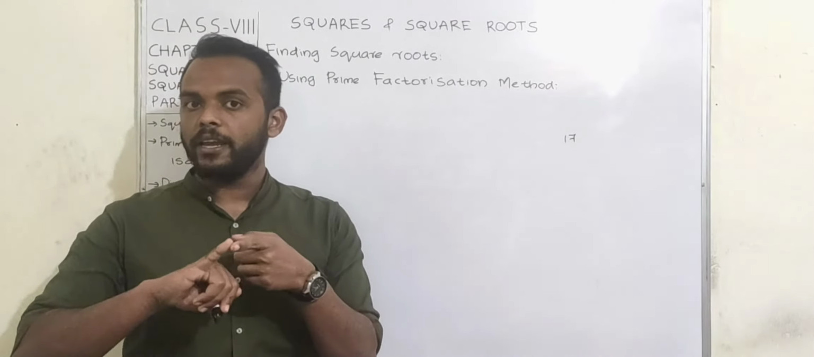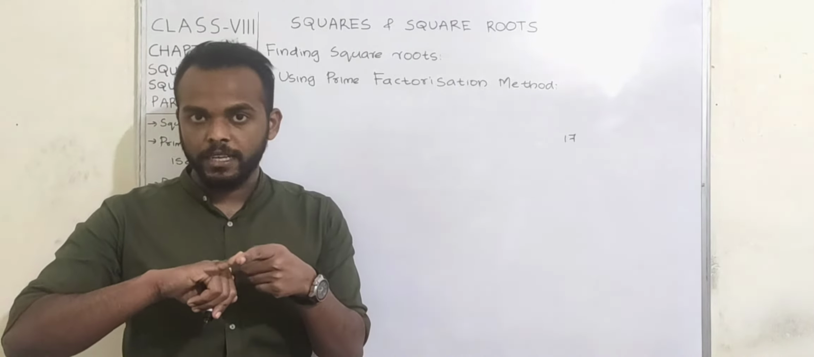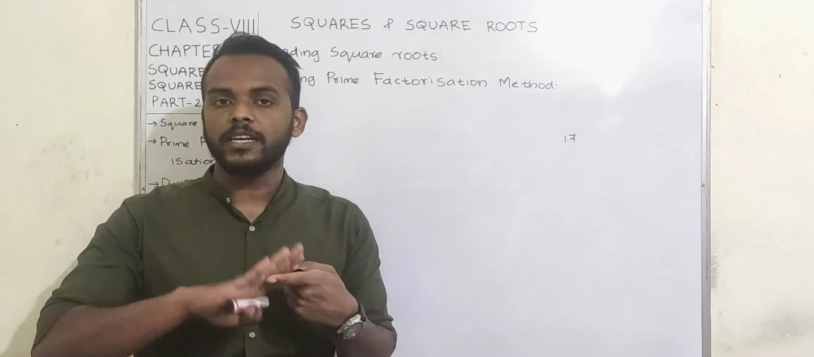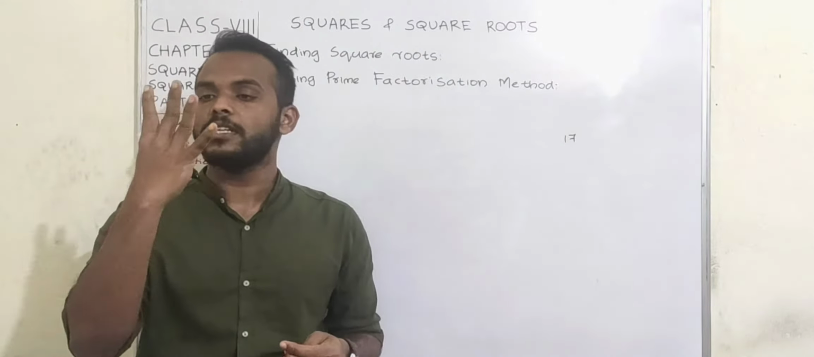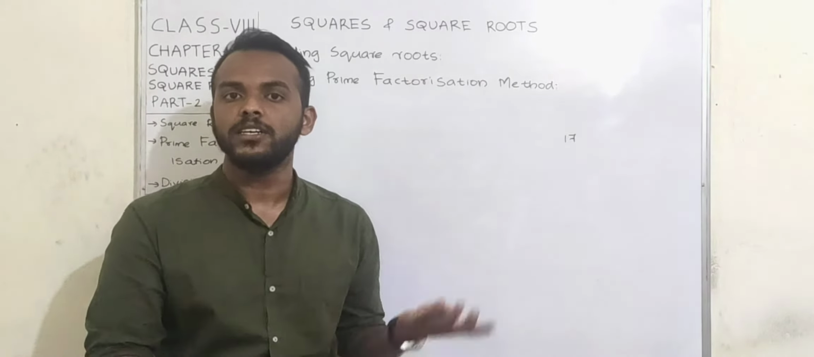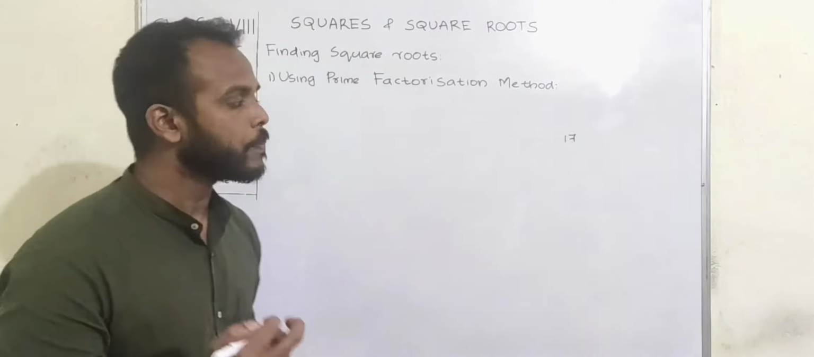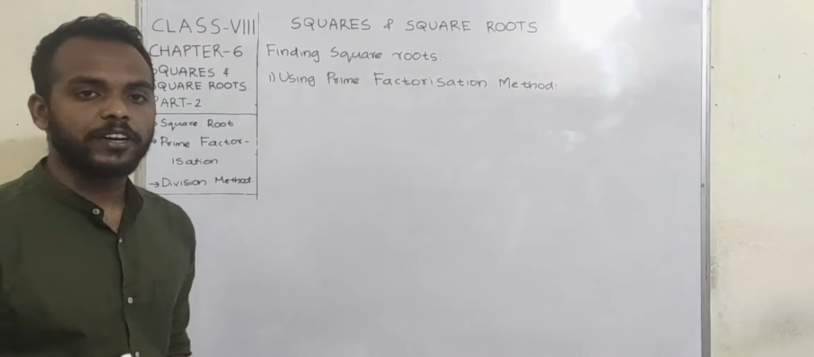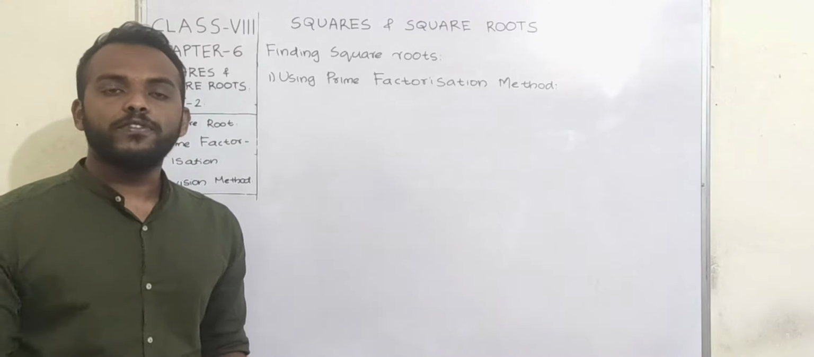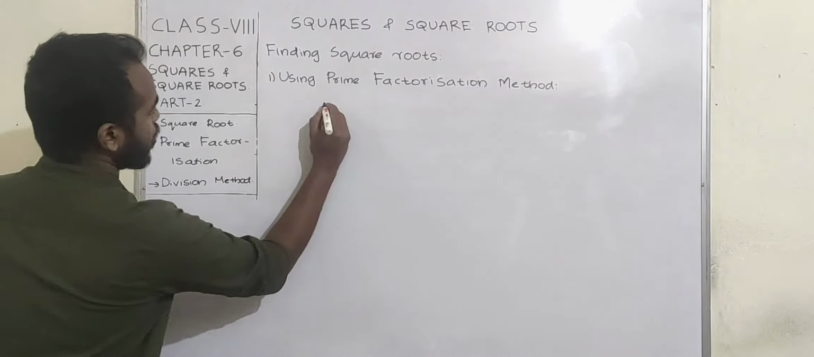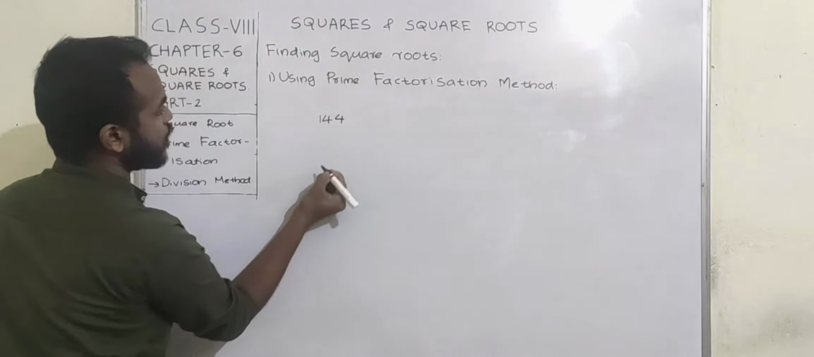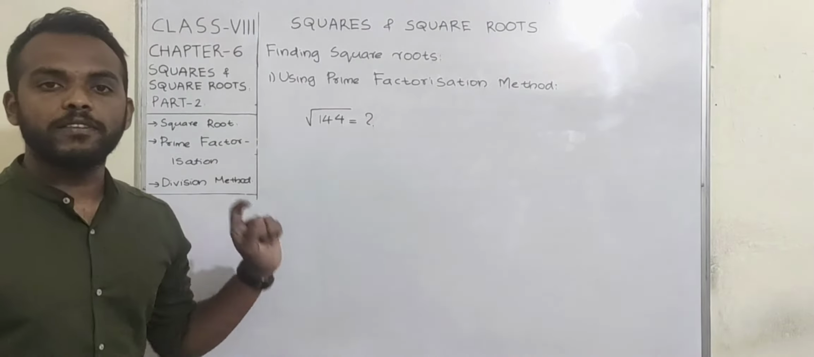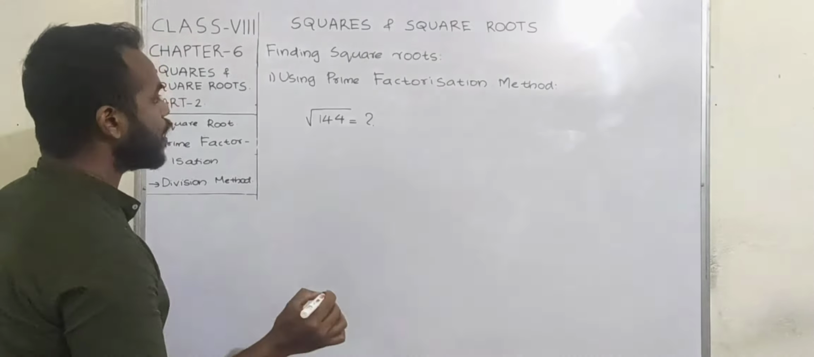Note that we should be aware of what a square number is, what a square root is, what prime factorization is, and what prime numbers are. If you know all these four things, we can easily find the square root of a given square number. Let's see with an example. First of all, take a square number. Let's go for 144. This is our question. We need to find the value of root of 144. Let's see how this can be done.